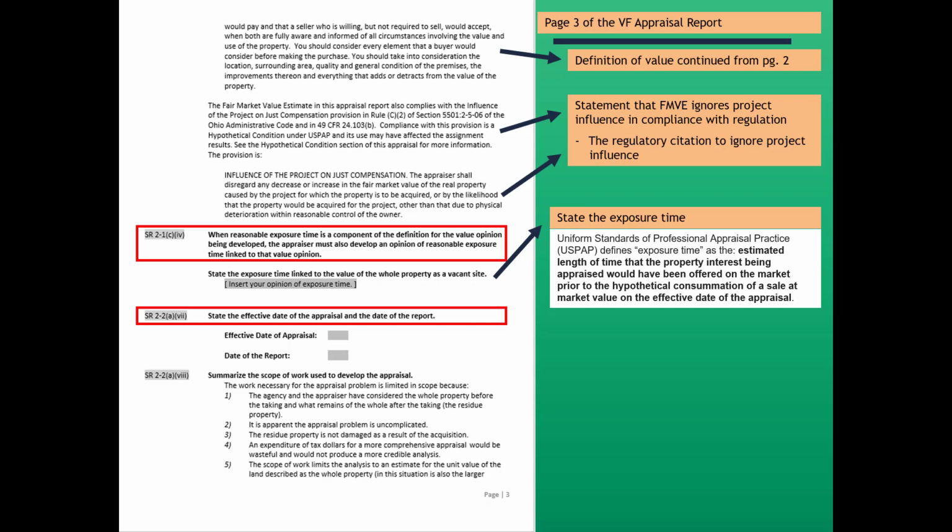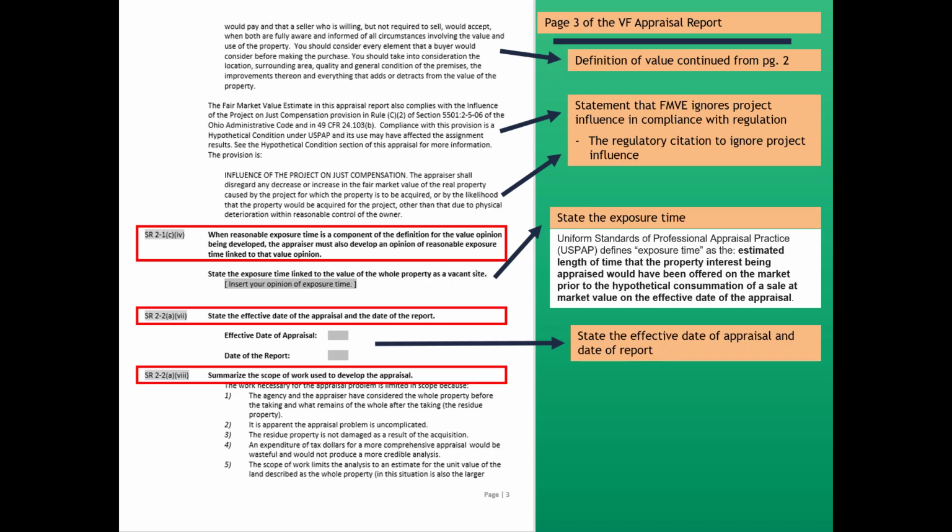2-2A-VII: state the effective date of the appraisal and the date of the report. The effective date of the appraisal is generally the date that the appraiser inspected the property. In an appropriation setting, it could be a date established by the court or the date that the agency actually set foot on the property. For our purposes, it's going to be the date that the appraiser inspected the property. The date of the report is actually the date that the appraiser signed and completed the appraisal report.